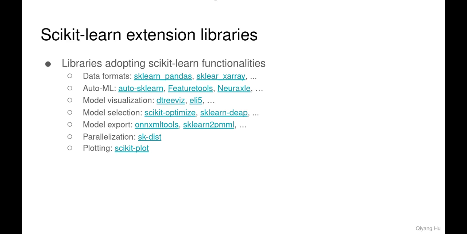For example, we can read in from different data formats by Scikit-Learn pandas or Scikit-Learn IDRE. We can do the auto ML tasks using auto Scikit-Learn, feature tools or NeuralRack. We can do the model visualizations by the D3Vs. We can do the model selections by the Scikit-Learn Optimize or Scikit-Learn Deep. We can export our model into different common formats. For example, like Onyx ML tools or Scikit-Learn to PMML, as we already mentioned in the previous slides.